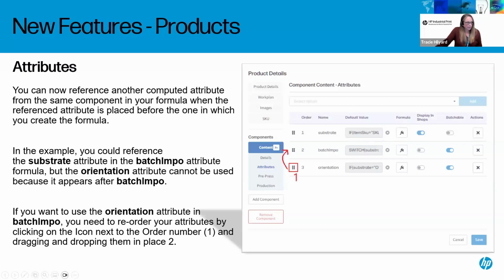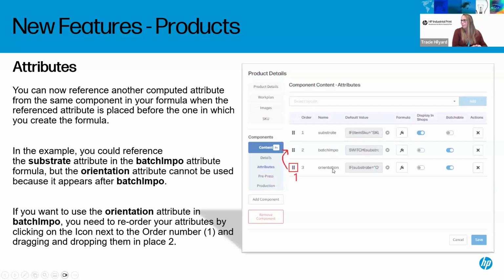So that means that you need to have them in the right order. So here, the substrate attribute in the batch in position formula, the orientation attribute cannot be used because it appears after the batch in position. So these calculations need to be done first.